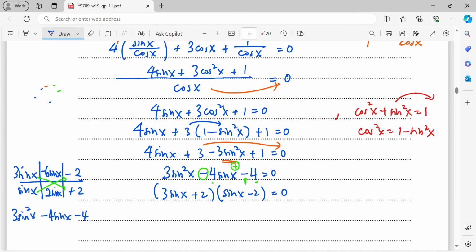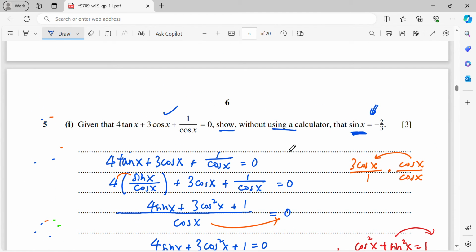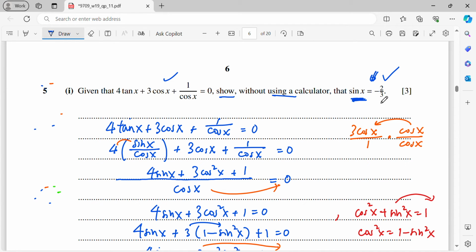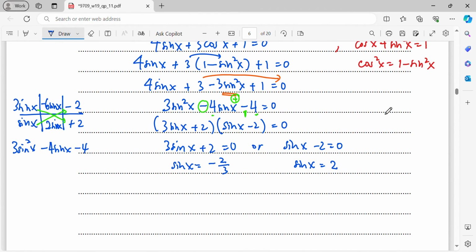This can be done using a calculator as well. Okay, so multiplication of two terms equals 0 means that one of them must be 0. Either the first one equals 0 or the second one equals 0. Then now, sine x equals negative 2 over 3, or the other one, sine x is 2. So we know that sine x cannot be 2. Therefore, we have shown sine x equals negative 2 over 3. Right? So that's the solution of this question.